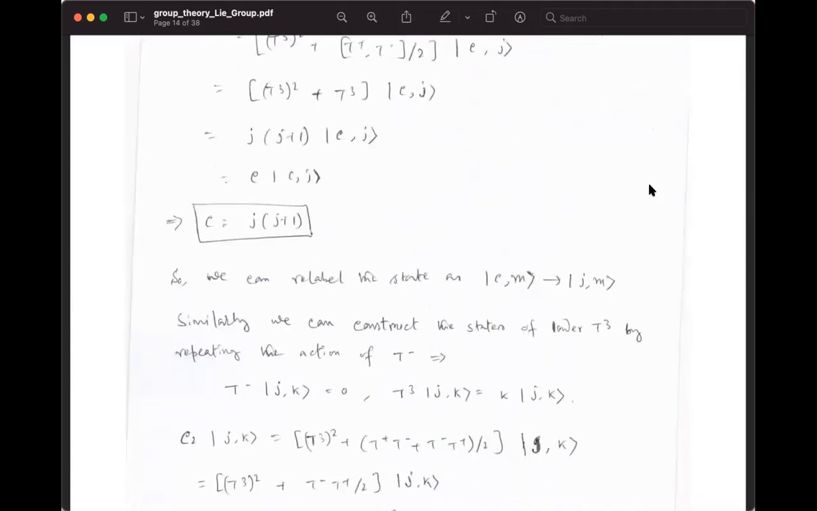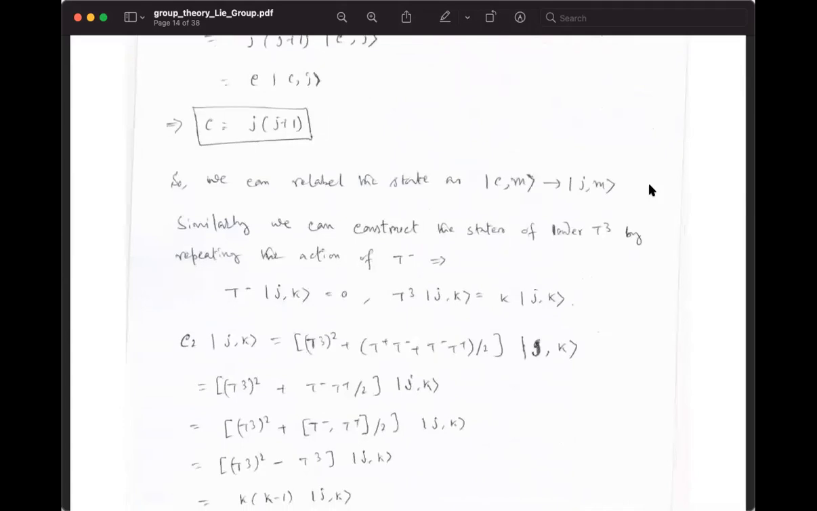So that's the reason we can label the state as J, M, which makes the indexing more familiar with respect to quantum mechanics. Now, T minus acting on JK equal to 0 gives the lowest state. And T3 acting on the same state will give the JK state, because it is not changing the K value.